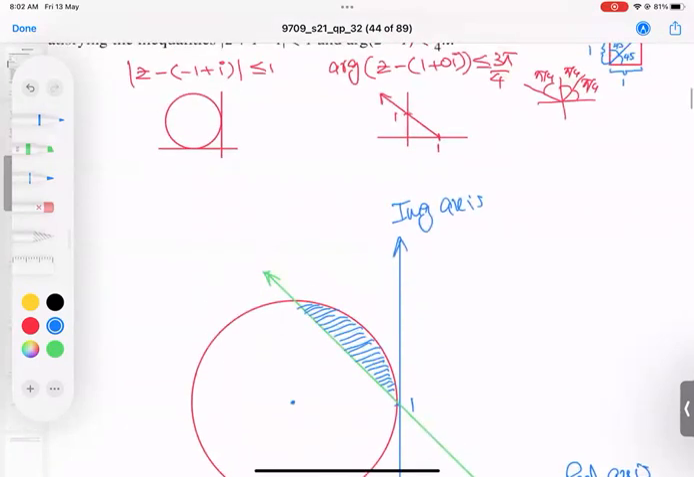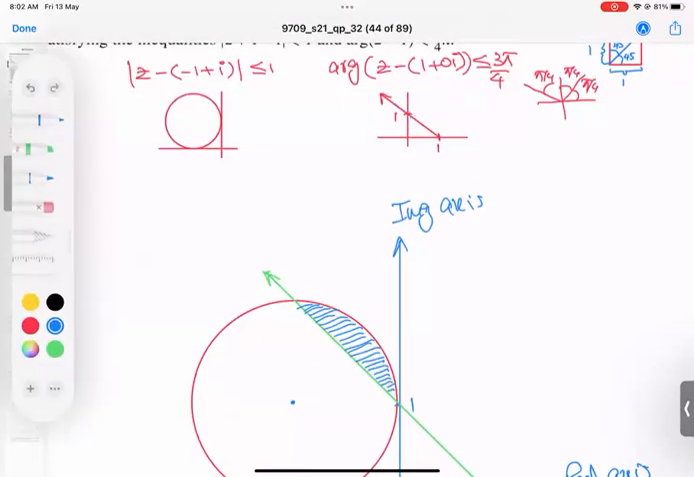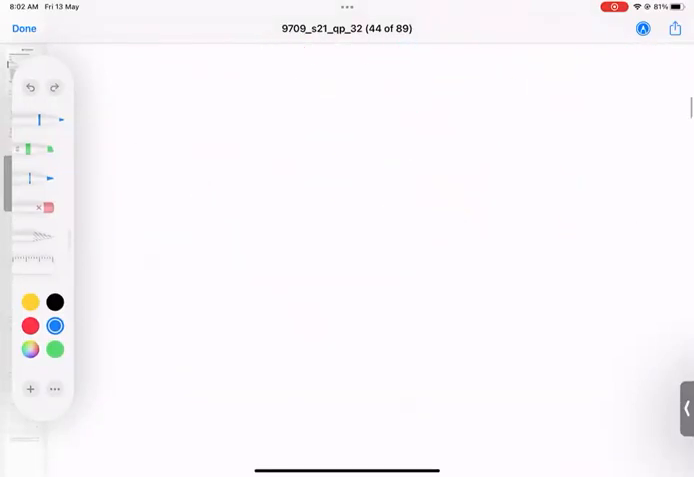Why this answer? Inside the circle and above the line, not below the line, because below is called more. I hope the concept is very, very clear.